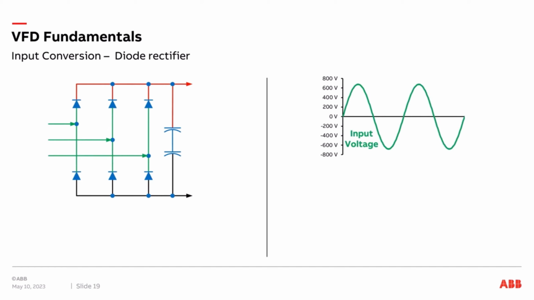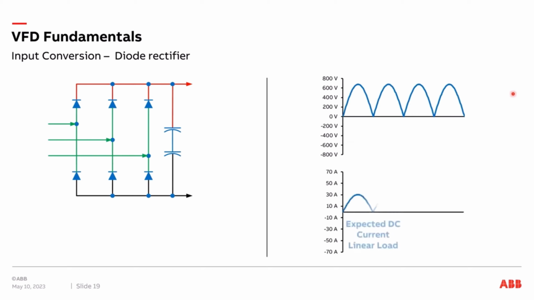We have our input voltage of 460 volts RMS. When you look at it here in the chart, you can see around 650 volts is the peak. RMS is the root mean squared, and the peak voltage is around 650 volts. So, by going through the diode bridge, we end up rectifying the AC voltage.